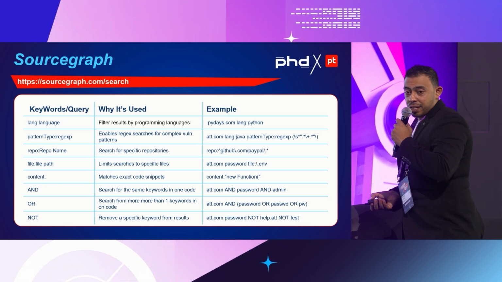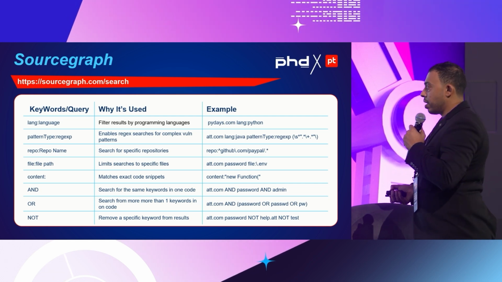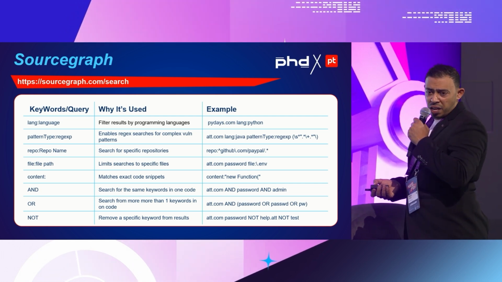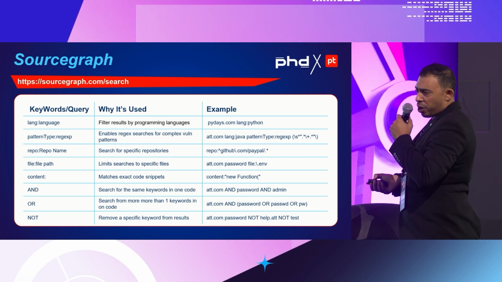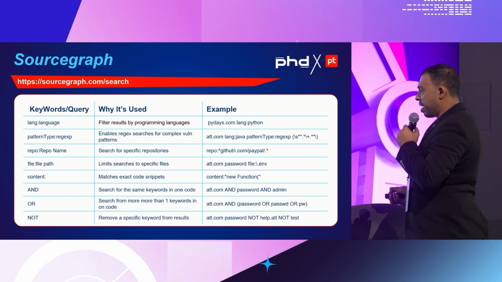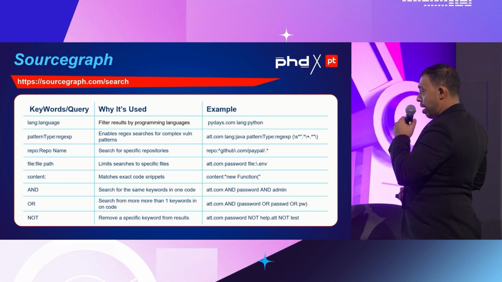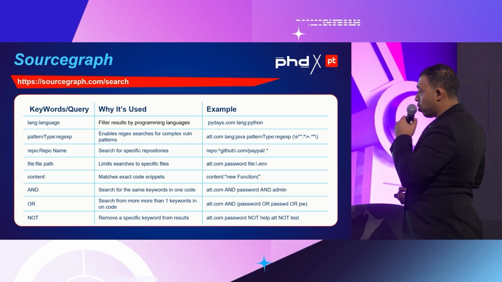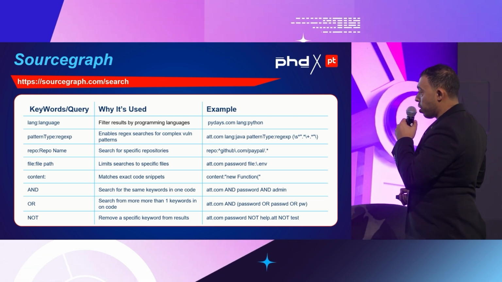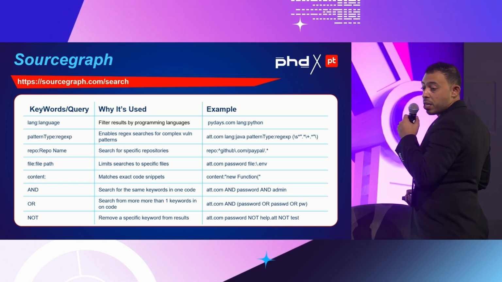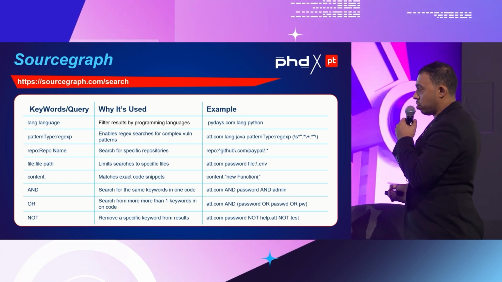Not, it's like the dash we use in Shodan. It's to remove the duplicates, the annoying results. And here, for example, I want to look for att password, not help.att, not test. So it means I want to remove anything containing help.att from the results, and I want to remove anything containing test from the results.